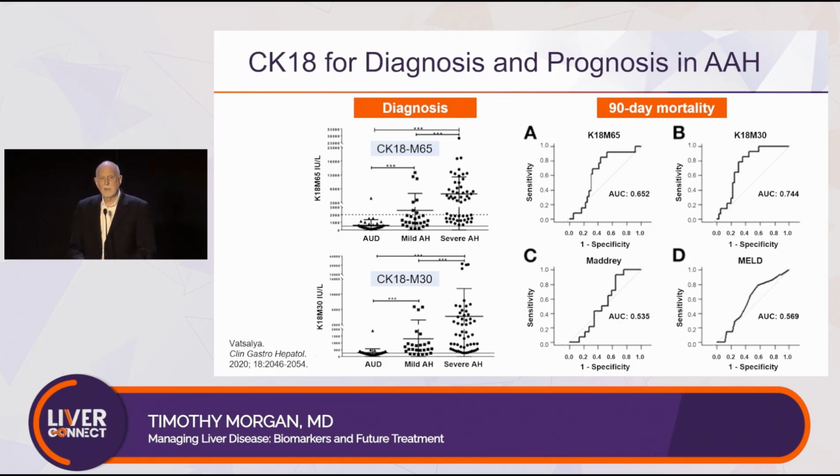And on the right-hand side are the AUROC curves. The cytokeratin 18 tests are in the top two, and our standard tests, Maddrey's discriminant function and the MELD score, are on the bottom. And none of them is really all that good for predicting prognosis, but the CK18 is a little bit better than Maddrey's or MELD score.